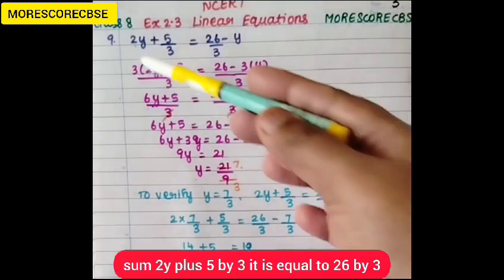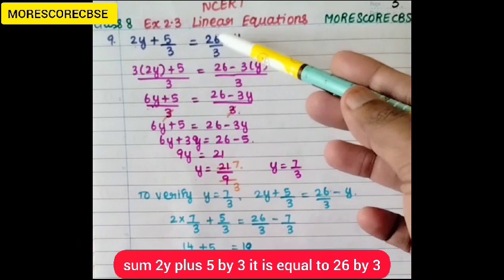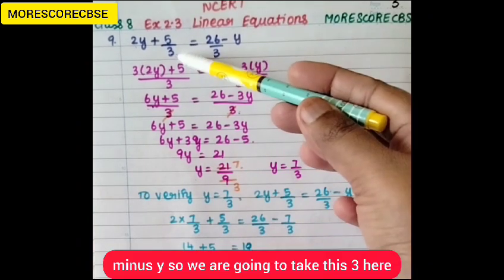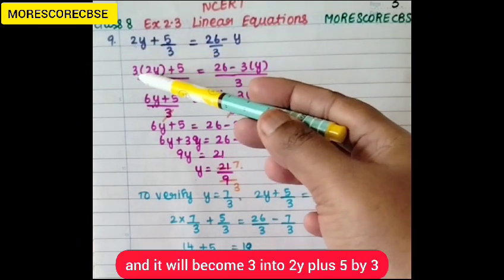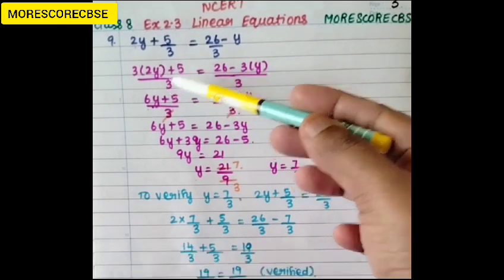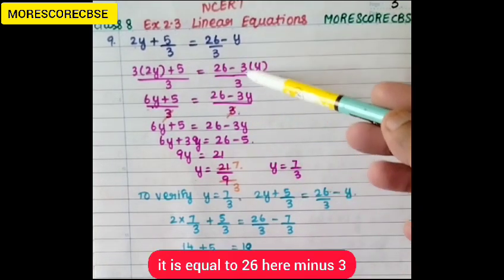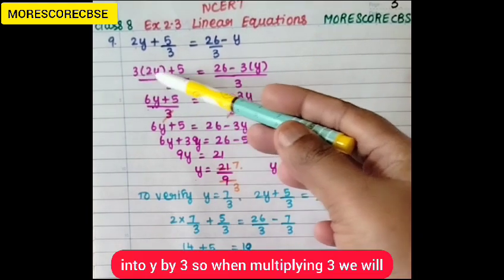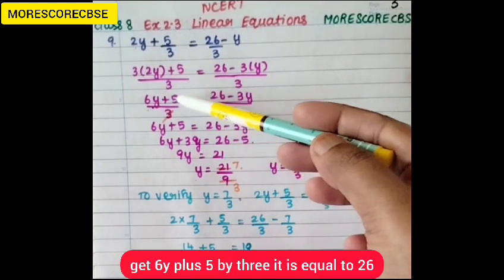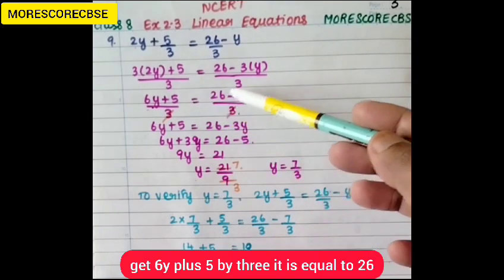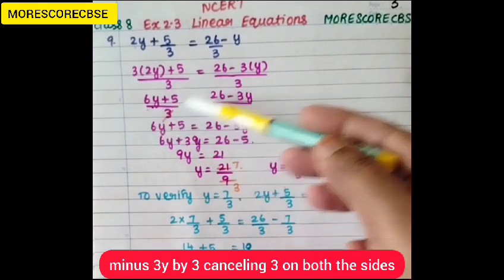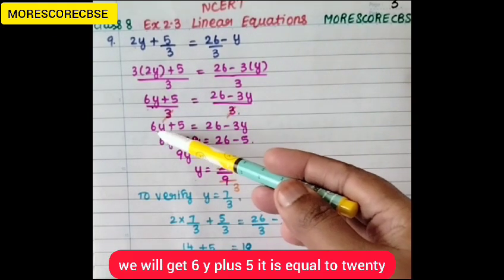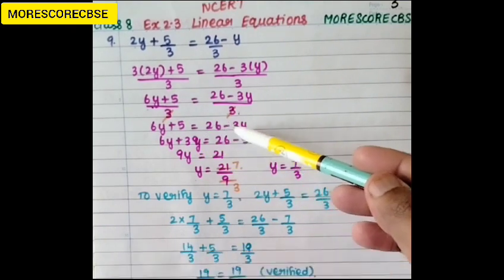In the sum (2y + 5)/3 = 26/3 - y, we are going to take this 3 here, and it will become 3 into (2y + 5)/3 = 26 minus 3 into y/3. So when multiplying 3, we will get (6y + 5)/3 = (26 - 3y)/3. Cancelling 3 on both the sides, we will get 6y + 5 = 26 - 3y.